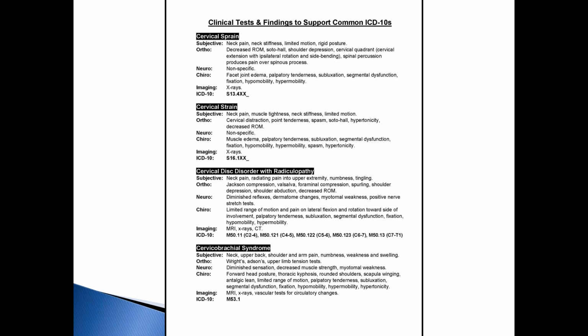I was just reading through a doctor's report the other day. He diagnosed the patient with cervical radiculopathy. Okay, fine. It's a pretty common diagnosis. I'm looking at the examination. The examination under range of motion, it says normal. Cervical range of motion, normal. Upper extremity range of motion, normal. Soto Hall, normal. Foraminal compression, normal. Cervical distraction, normal. Everything was normal, but the doctor diagnosed the patient with cervical radiculopathy.